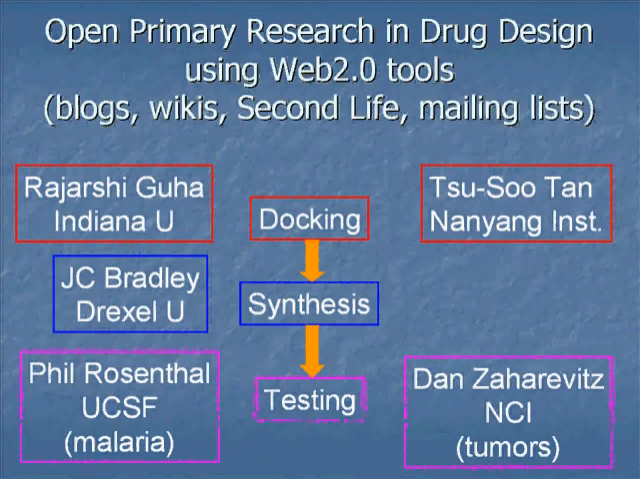The particular research I'll be telling you about is the work that we're involved in making anti-malarial compounds. So this involves a collaboration between Rajarshi here. He actually has done docking for us. And we go ahead in my lab, I'm a synthetic organic chemist, so we make compounds. And then we ship them off to the Phil Rosenthal group at UCSF, who tests them for anti-malarial activity. And I'll give you some details about those results in a little bit.